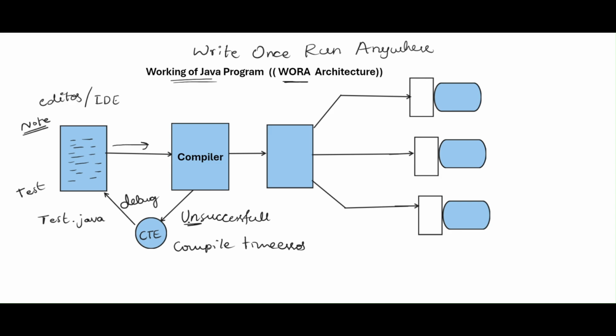So first thing we have to compile the code. If the compilation is unsuccessful, it means there is a syntactical mistake. We have to debug the code until the compilation is successful. So once the compilation is successful, what happens? Bytecode will be generated. This bytecode is an intermediate code and the extension of this bytecode is .class. So test.class. The extension of the bytecode is .class and it's an intermediate code.